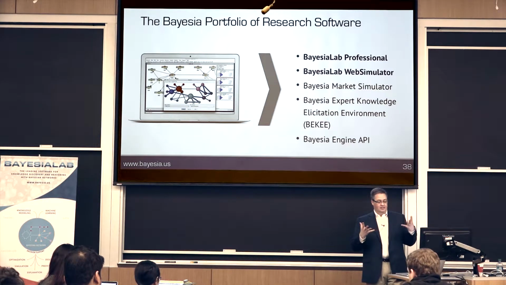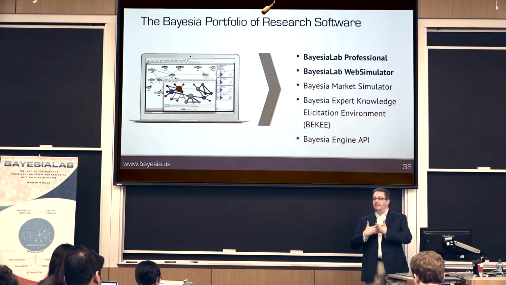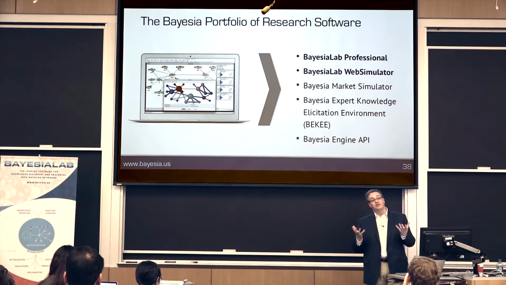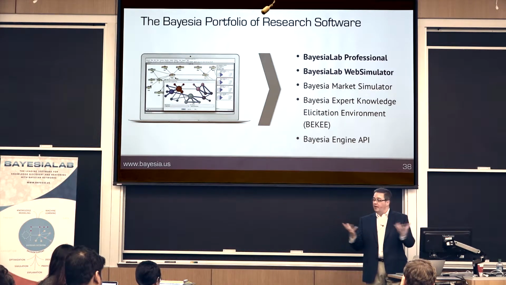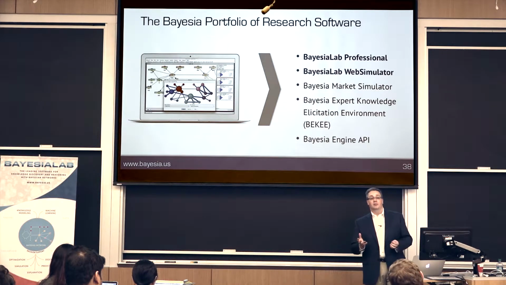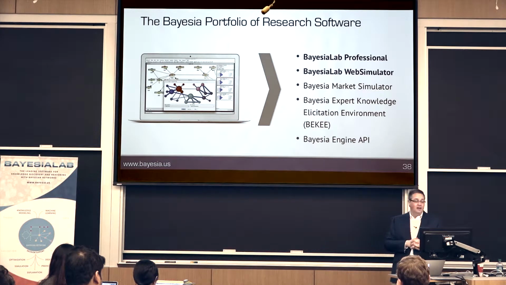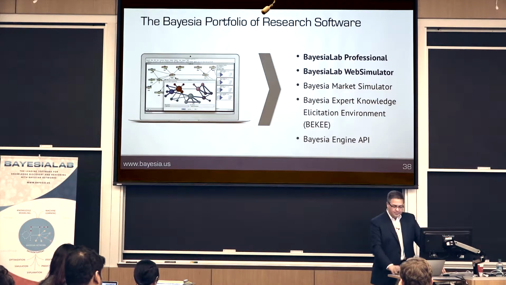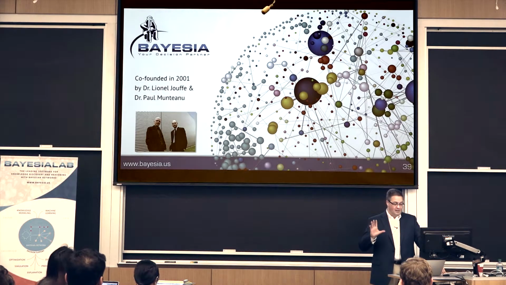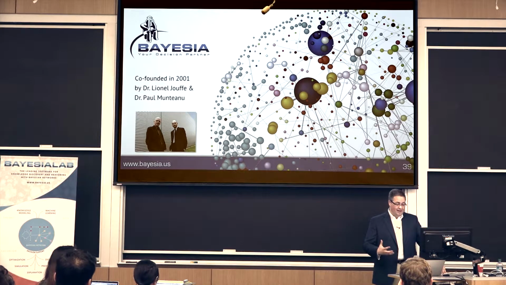We have the Bayesian Expert Knowledge Elicitation Environment, which is a program that helps us generate networks and encode them even when we have no data whatsoever, when we have just expert knowledge available. We're trying to bring this expert knowledge together in order to build a Bayesian network that becomes a representation of all the expert knowledge that is available. And then finally, we also have an API that allows you to programmatically access all the functions that we have in BayesiaLab.